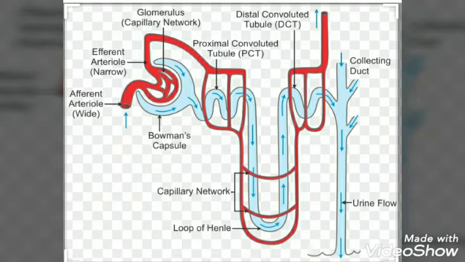Now what is the glomerulus? The glomerulus is a bunch of about 50 capillaries which act as ultrafiltering units inside the nephron. Now when the blood is filtered, the filtered part will be forwarded to the efferent arteriole, which will take this filtrate to the next part, which is the proximal convoluted tubule.